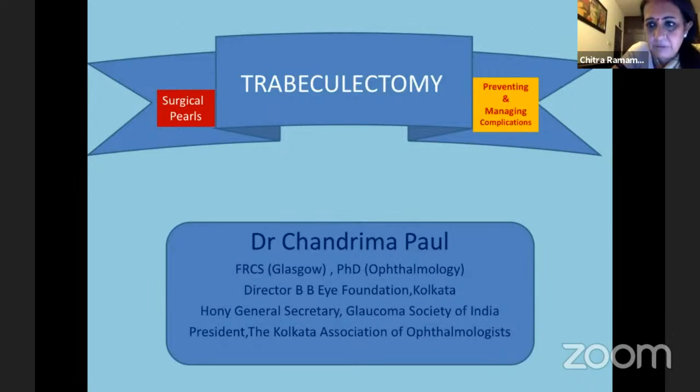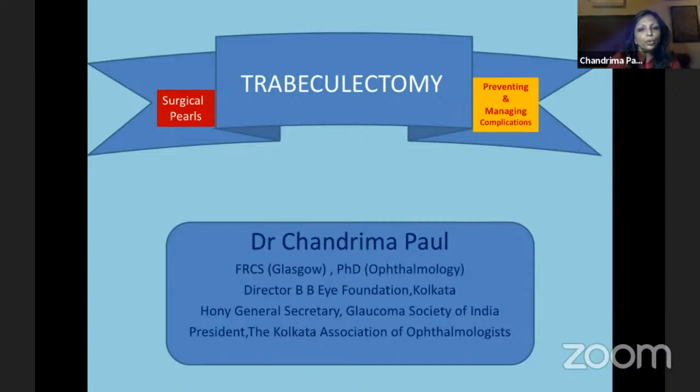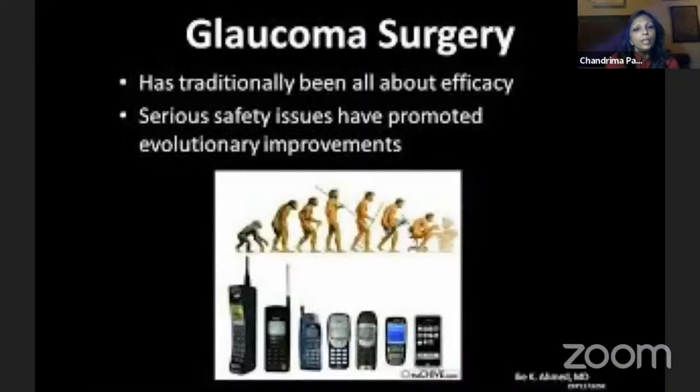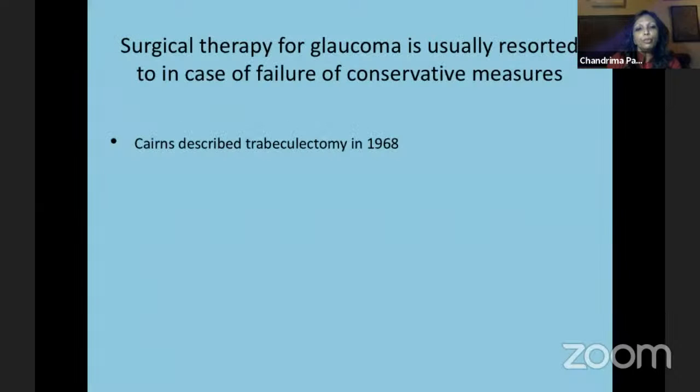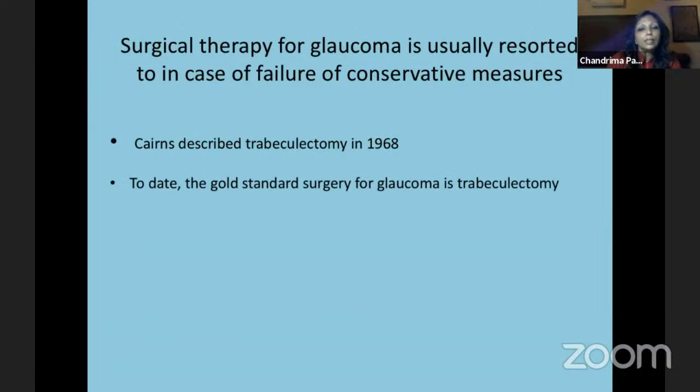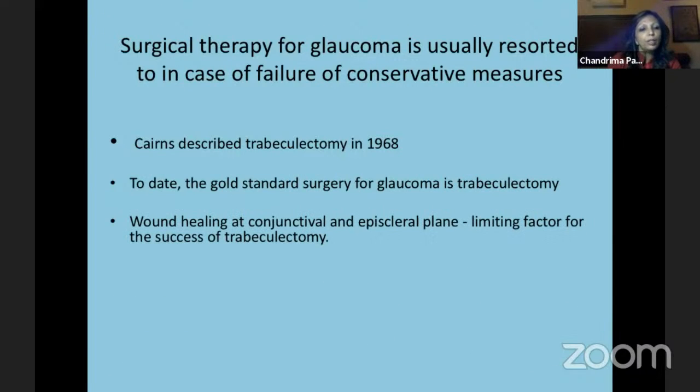Dr. Chandrima, preventing complications and taking you through it. So glaucoma surgery has traditionally been all about efficacy, and serious safety issues have promoted evolutionary improvements. Surgical therapy for glaucoma is usually resorted to in case of failure of conservative treatments. Trabeculectomy was described as early as 1968. To date, the gold standard for glaucoma surgery is trabeculectomy.